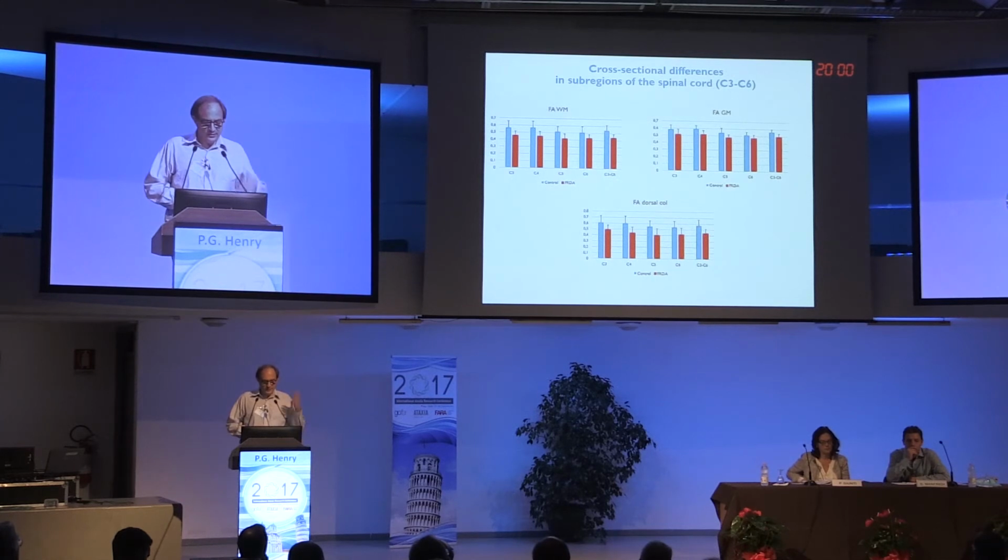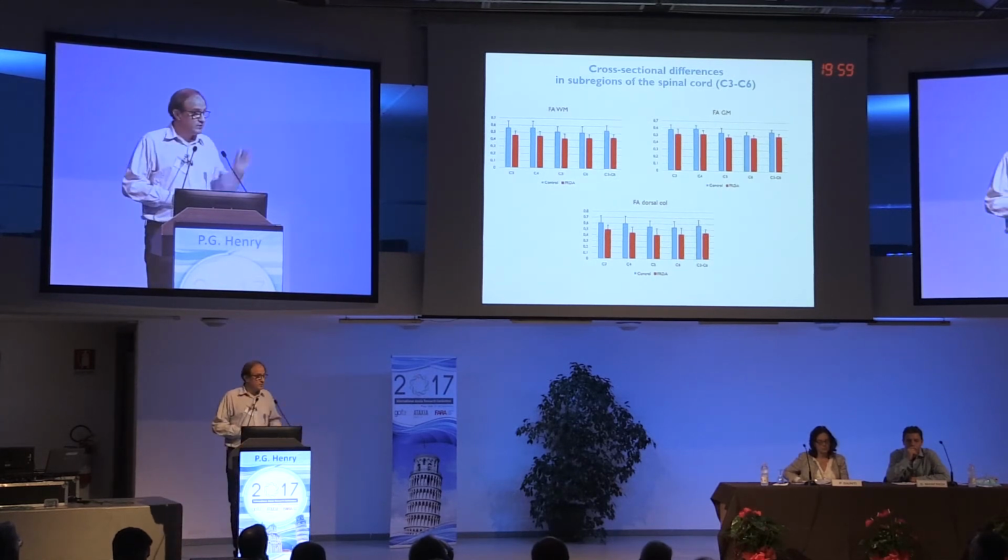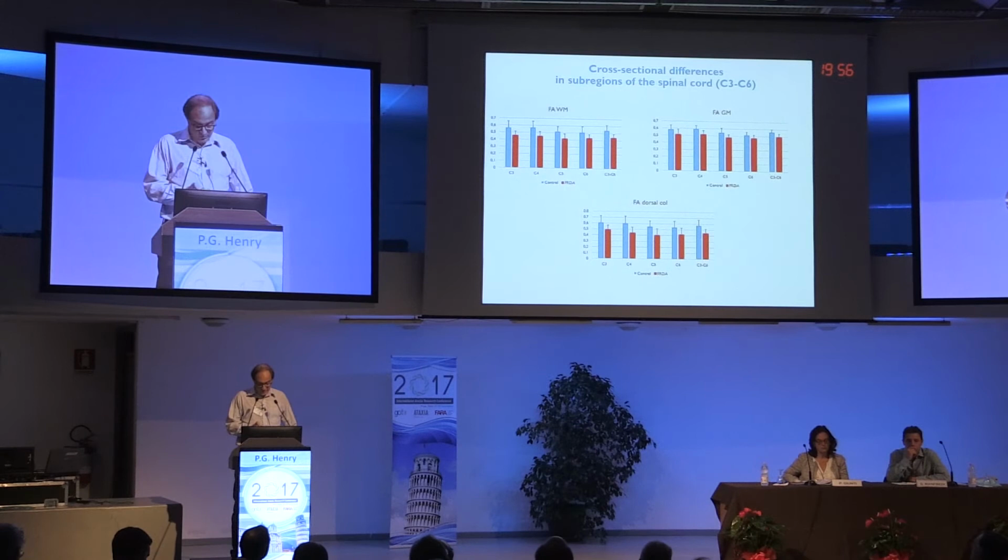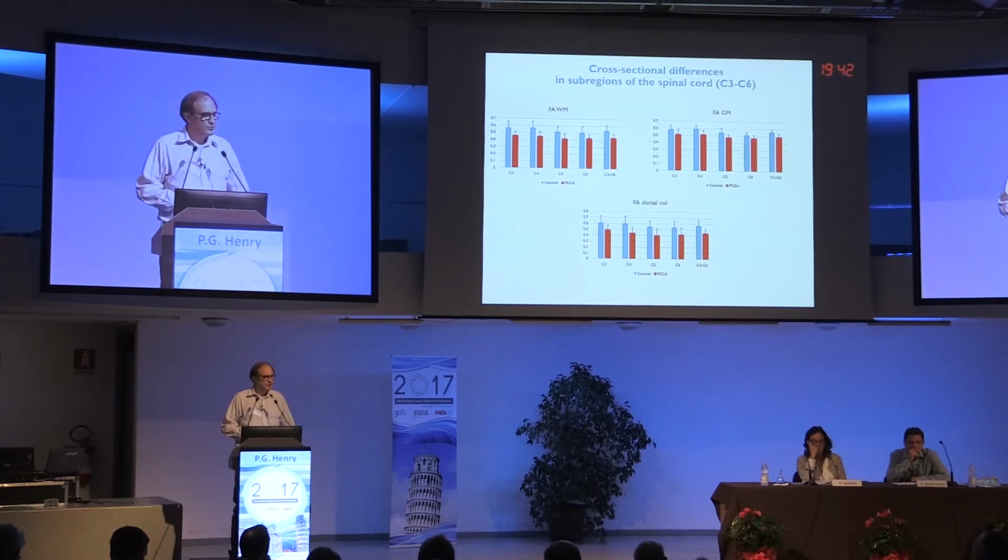And as I was telling you, we can look at different subregions of the spinal cord. So here we have FA in white matter, in gray matter, and in dorsal columns. And you can see the decrease in dorsal columns is larger, for example, than in gray matter, which is consistent with what we know of the disease.